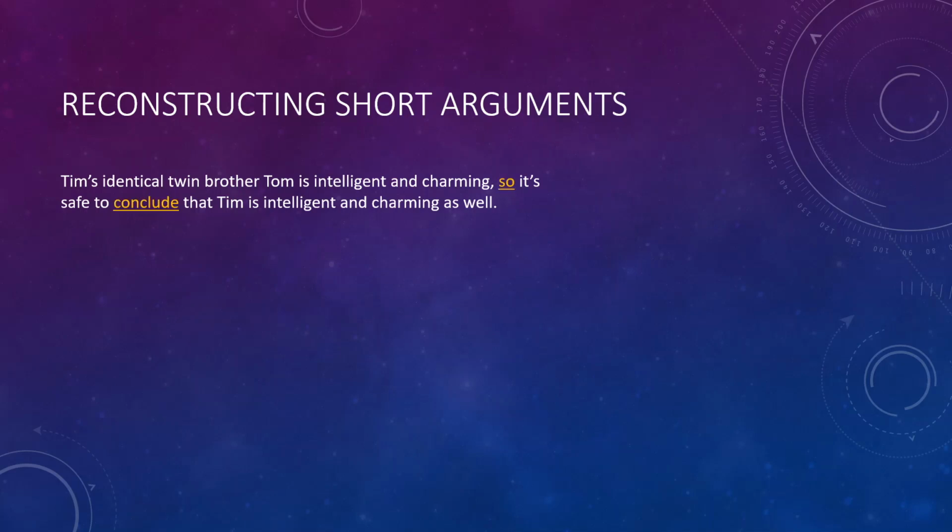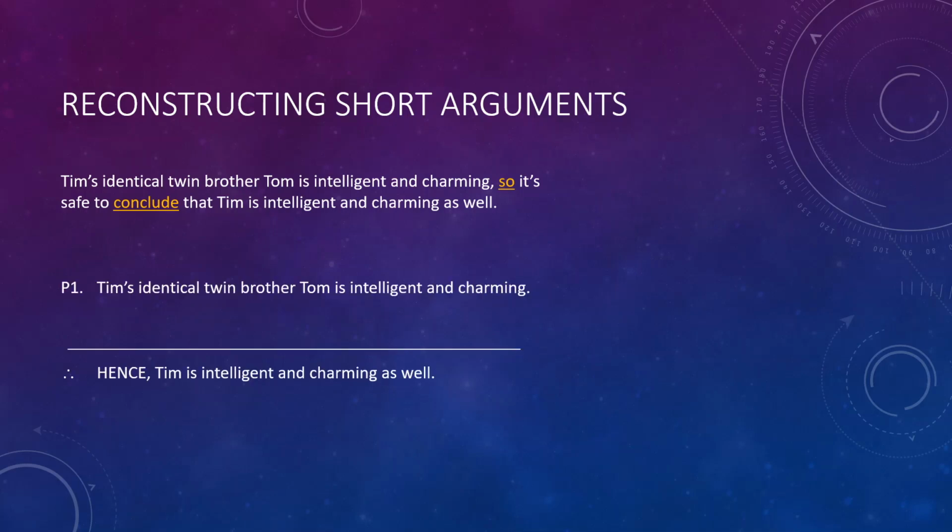We can rely on, again, conclusion indicator words. This time it uses the word "so" again, but also the word "conclude." So "it's safe to conclude" tells us that Tim is intelligent and charming is the conclusion. If we take that as our guide then we can set up this much of the argument. Premise 1, Tim's identical twin brother Tom is intelligent and charming, hence Tim is intelligent and charming as well.